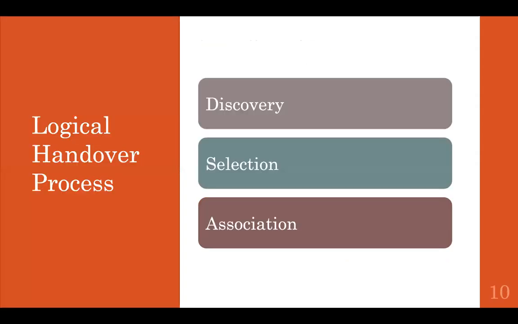At a high level, the logical handover process can be categorized into three steps. One is discovery: what are the candidates available to which we can hand over? Then, based on the information the controller has, it can select the best available controller. And the third step is to actually do the association. This is where the physical handover comes into place, where the link between the two entities is broken and a new link is established.